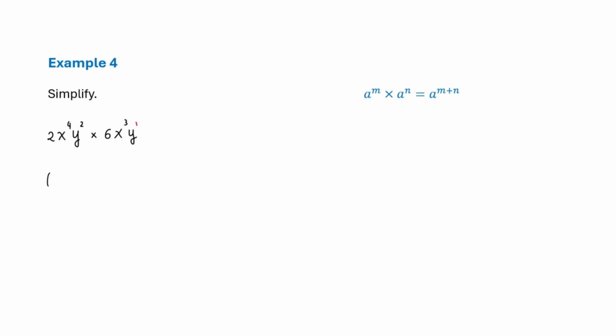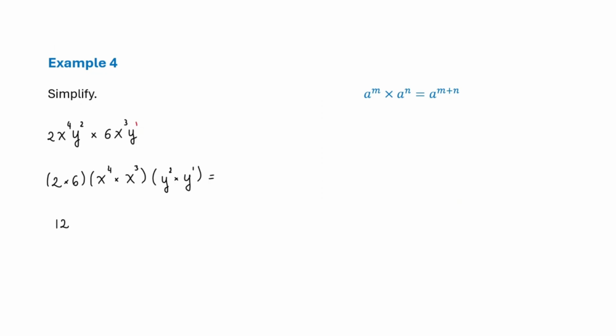Just like in the previous example, let's group the coefficients together, the x terms together, and the y terms together. This gives us 2 multiplied by 6, x to the power of 4 multiplied by x cubed, and y squared multiplied by y to the power of 1. For the coefficients, we simply multiply them together, giving us 12.